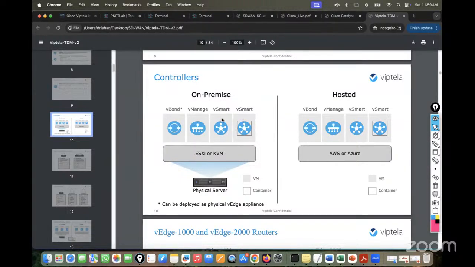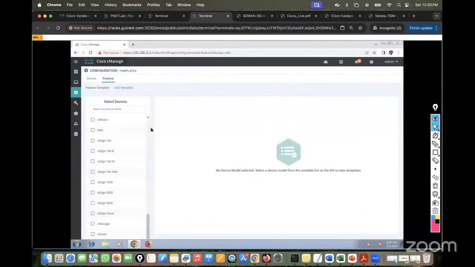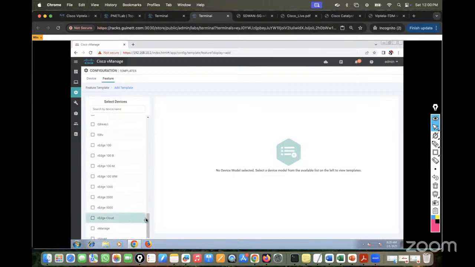We do not have a physical device for the controller. vBond, vManage, vSmart, they are virtual devices. But vEdge can be physical or virtual. Is it clear? And this is the Viptela device. It was a company that developed this entire solution and later Cisco acquired it. So this is about the vEdge and vEdge Cloud.